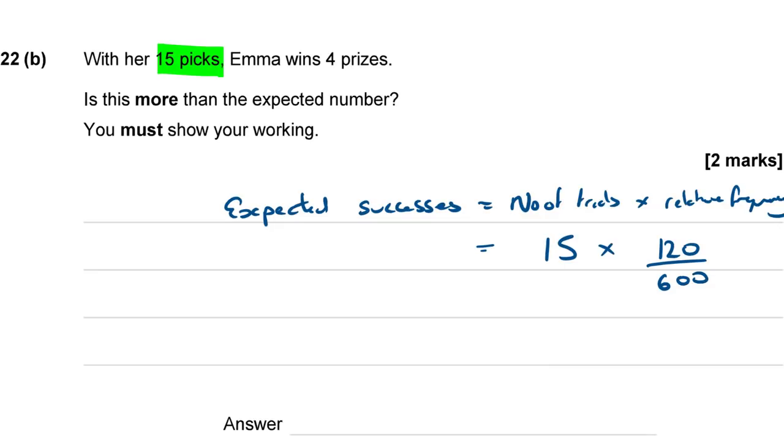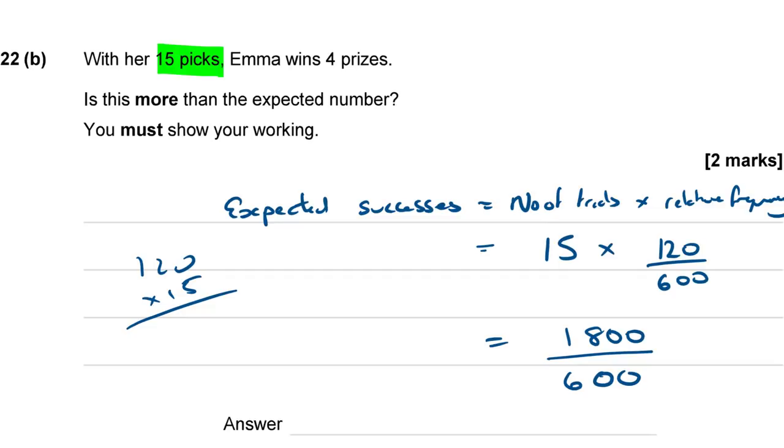So 15 times 120 over 600. So what's that then? 10 120s is 1,200. And 5 120s is 600. So 1,200 and 600 makes 1,800. So that's 1,800 over 600. If you're not quite sure how I did that, you could always do it by long multiplication if you wanted to. 600s into 1,800 go in 3 times, don't they? Just cancel those with those. And we're looking at 6s into 18s. So it goes in 3 times. So we're expecting her to win 3 prizes then. That's our expected number of successes.